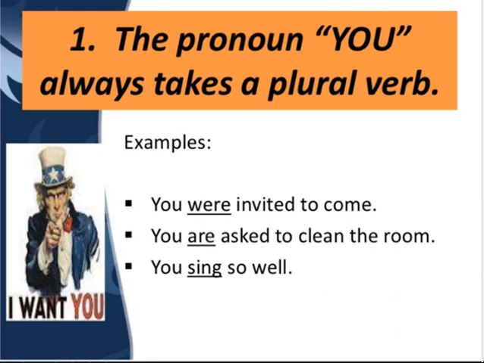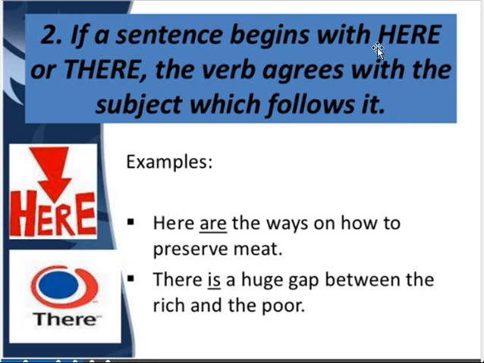Second point, if a sentence begins with here or there, the verb agrees with the subject which follows it. Examples: here are the ways on how to preserve meat, or there is a huge gap between the rich and the poor. And here the subject is the ways, and there the subject is a huge gap. That is why ways is plural, so are is there, and a huge gap is singular, so that is why is is there.